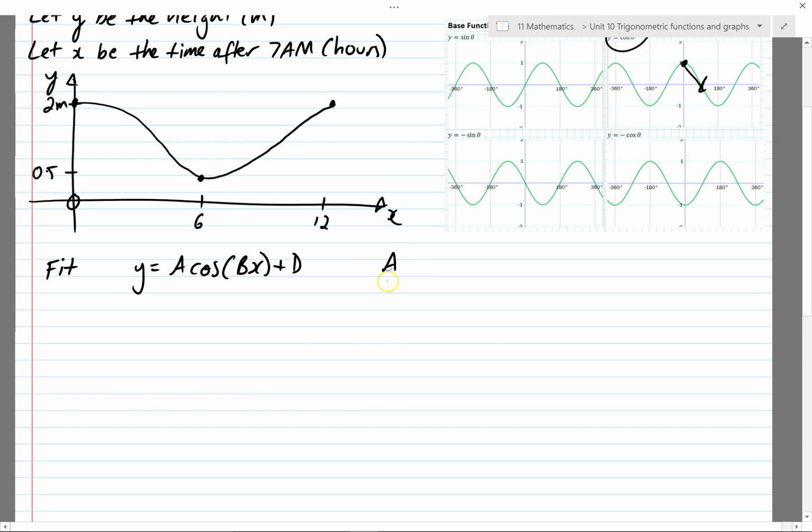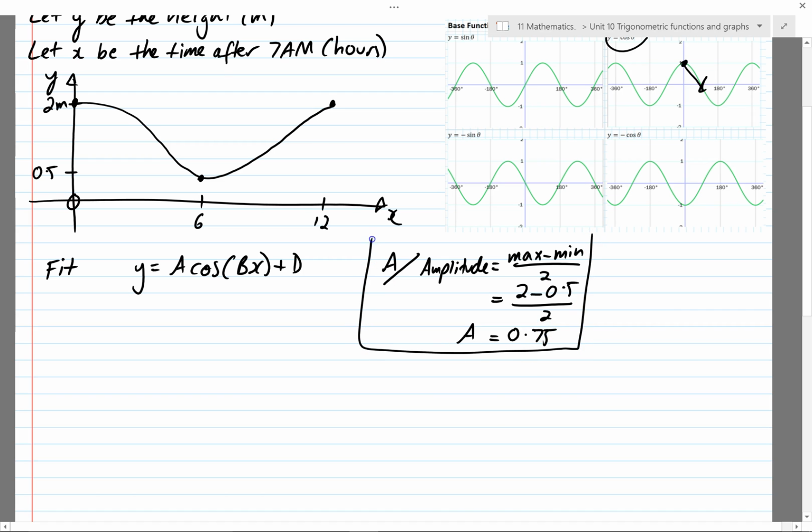To find the a value, I'm trying to find the amplitude of this function, which I can calculate by taking the maximum, subtracting the minimum, and dividing it by 2. The maximum or high tide is 2 meters, the minimum is 0.5. Divide all this by 2, I end up with an amplitude, or a value, of 0.75. I'll put it in a box, I'll use it later.